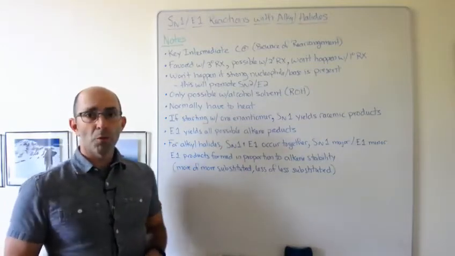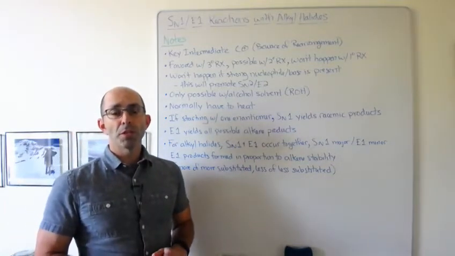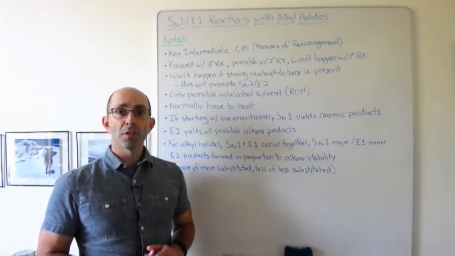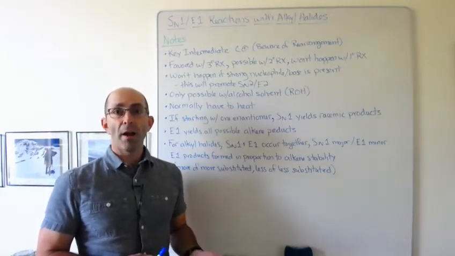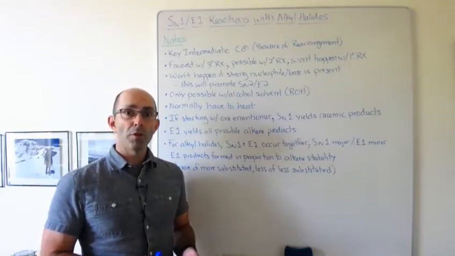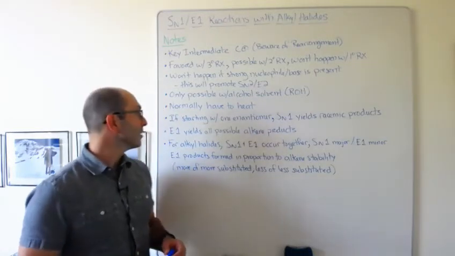If we're starting with one enantiomer, we're going to get a racemic mixture of SN1 products. Again, carbocation destroys the stereochemistry. It's an achiral intermediate. We can add the nucleophile from the top or the bottom face.